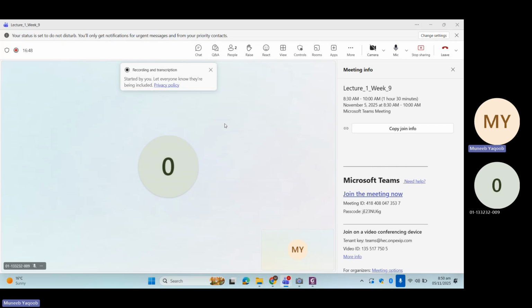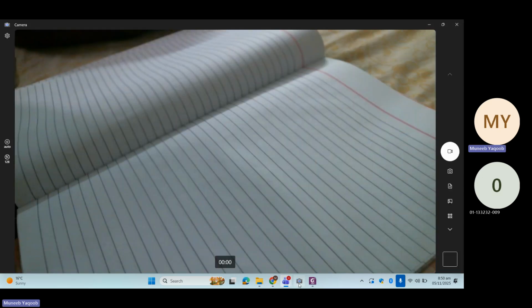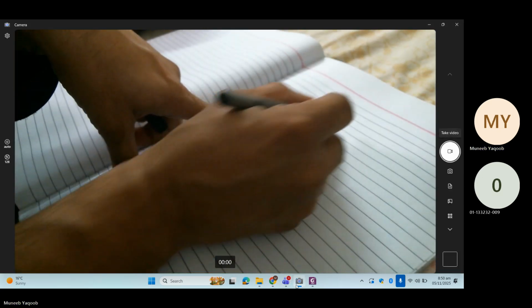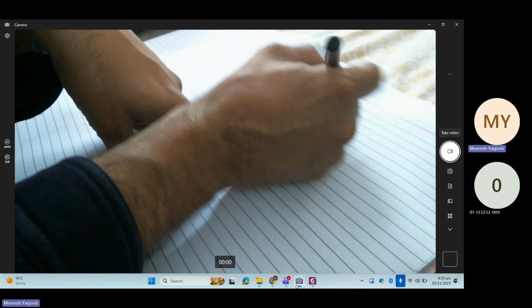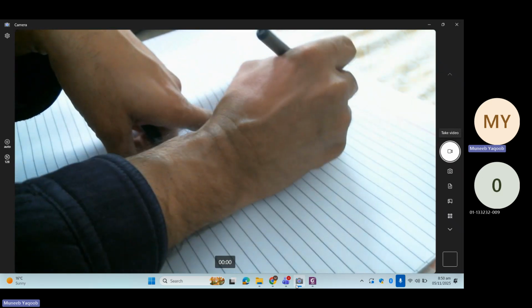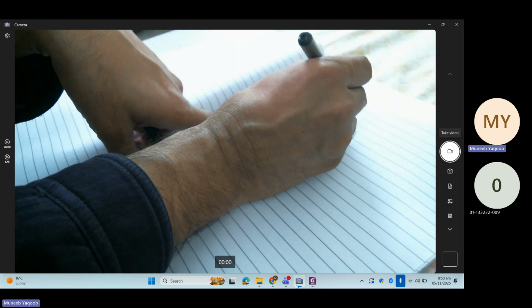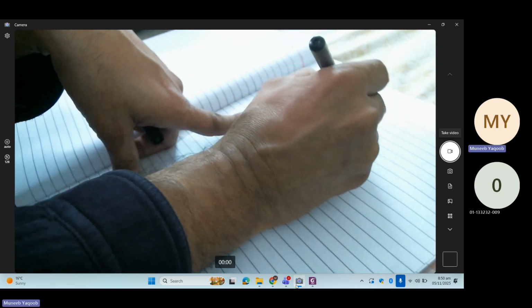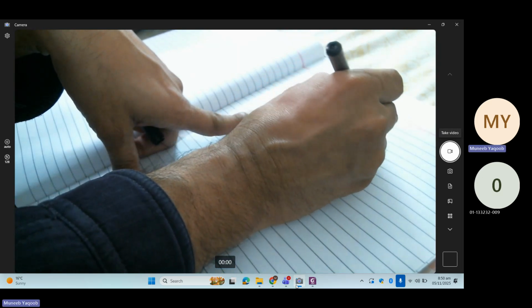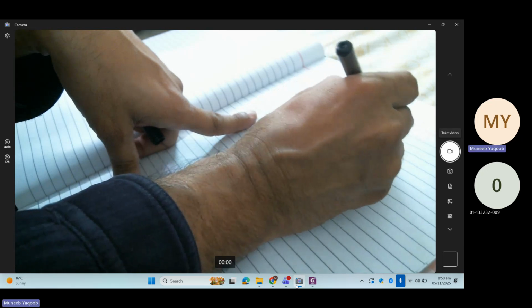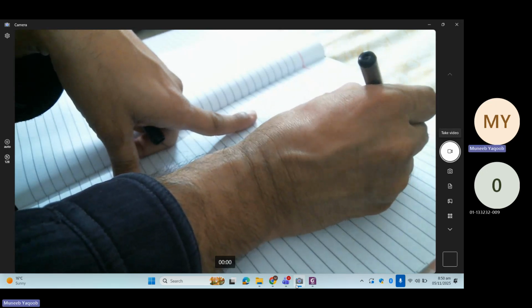The topic of today's lecture is vector equation of a line. So what is the vector equation of a line? We can write the equation of a line in vector form using the standard equation: vector R equals vector A plus T times vector P.